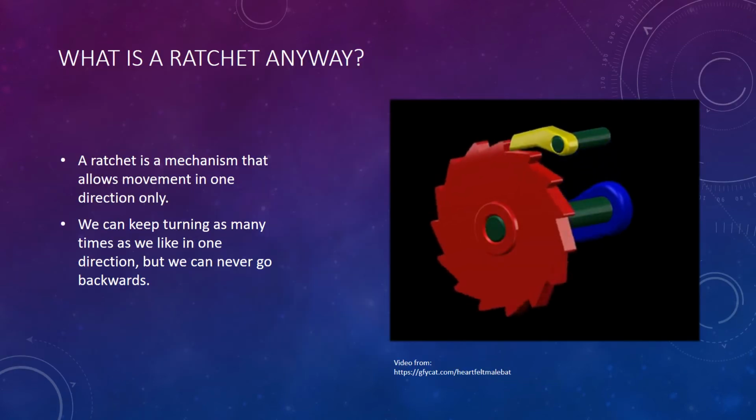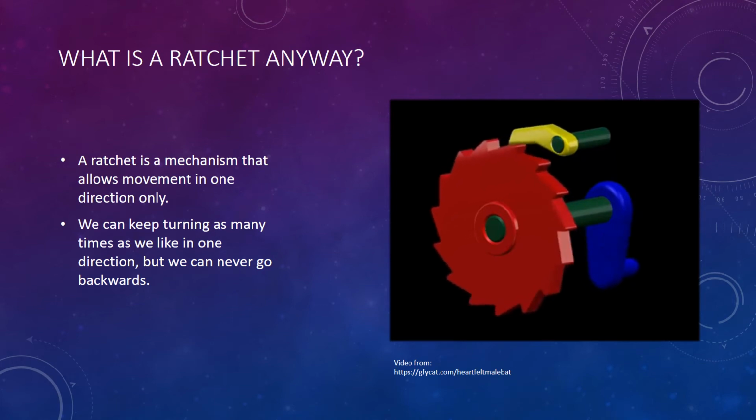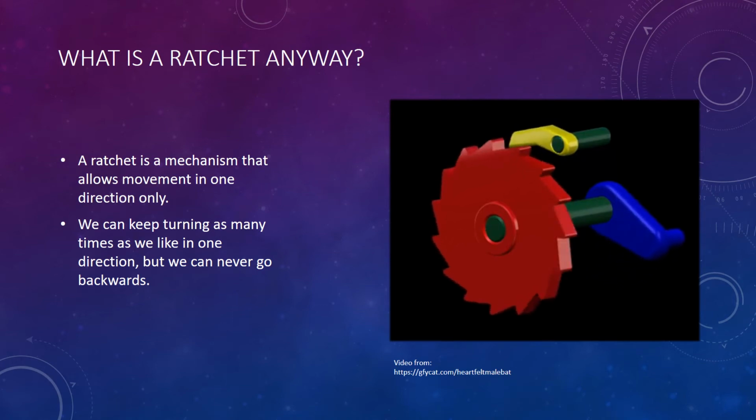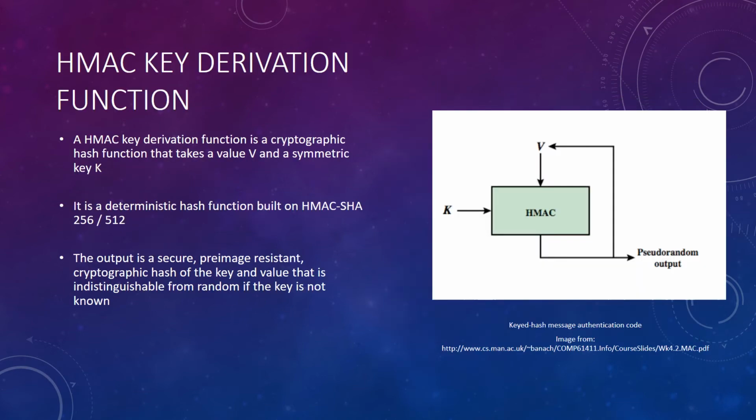A ratchet is a mechanism, like the one shown, that allows movement in one direction only. We can keep turning as many times as we like in one direction, but we can never go backwards. The mechanical analogy ratchet is used to describe the one-way property of continuously deriving keys through a HMAC key derivation function, or HKDF. A HKDF is a cryptographic hash function based on keyed hash message authentication code, or HMAC, that takes a value and a symmetric key and returns a fixed-length pseudo-random key that can be expanded into additional pseudo-random keys.